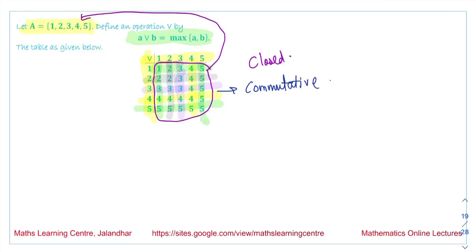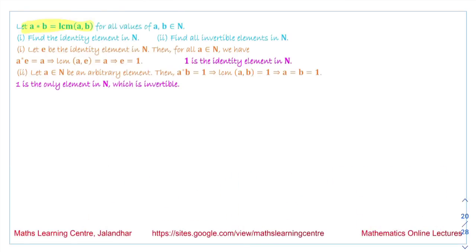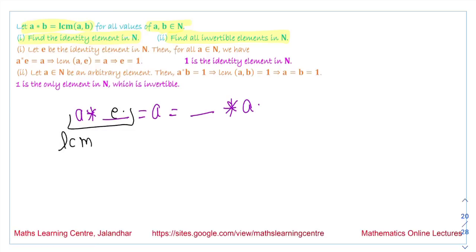Next we have, let A star B be equal to the LCM of A and B. We have to find the identity element in N, the set that is given to us, and find all invertible elements in N. So identity element means we want to find A star something, so that the answer is A, and that is equal to something star A. Now suppose that element is E. So we are saying it is LCM of A and E should be equal to A.